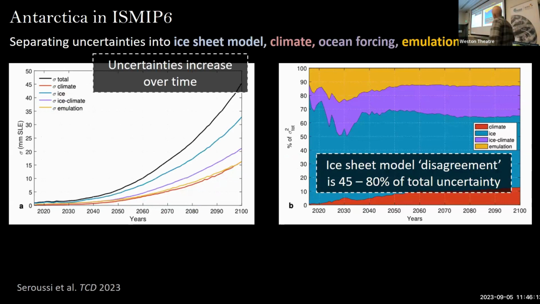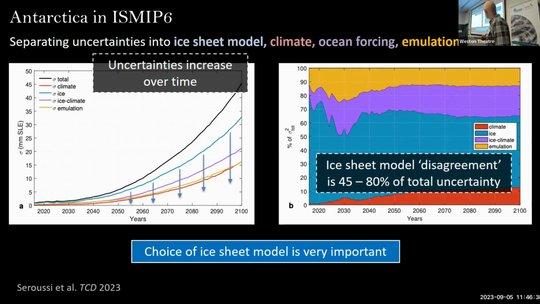But we are understanding these uncertainties a lot more. This is an example from a very recent study. This work shows that ice sheet model disagreement is really 45 to 80% of the total uncertainty. So that's an indication that we need to do better with our models. We need to make our models more consistent.